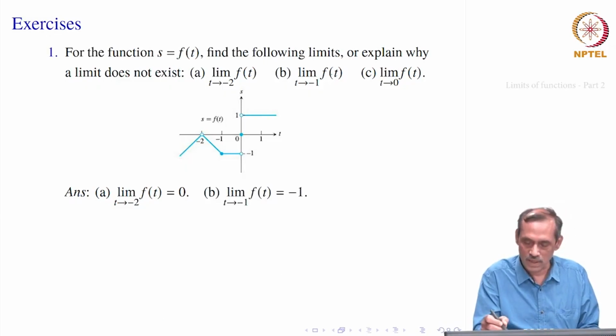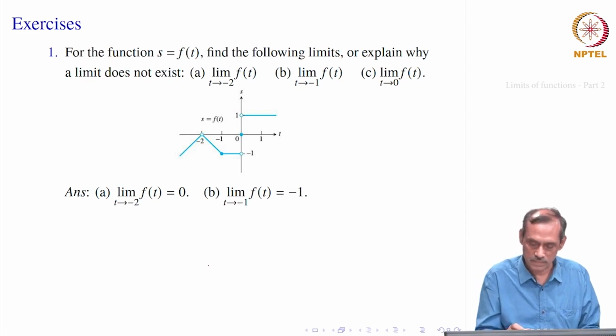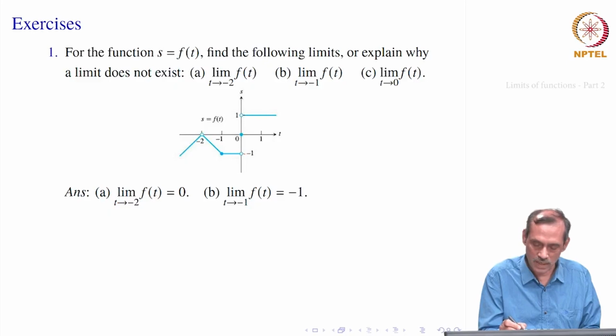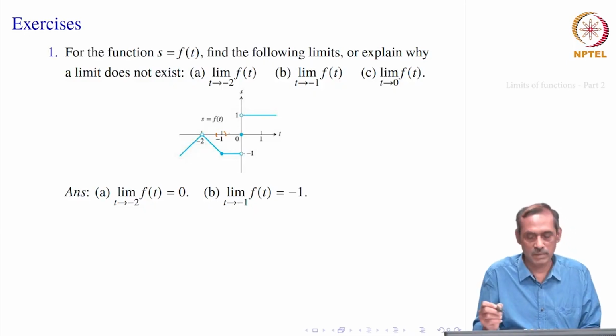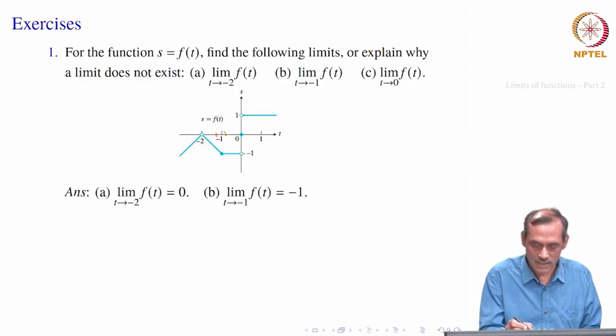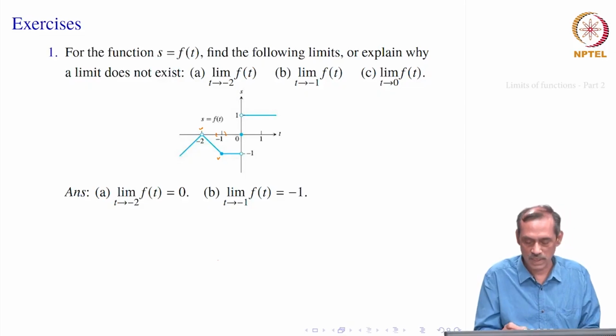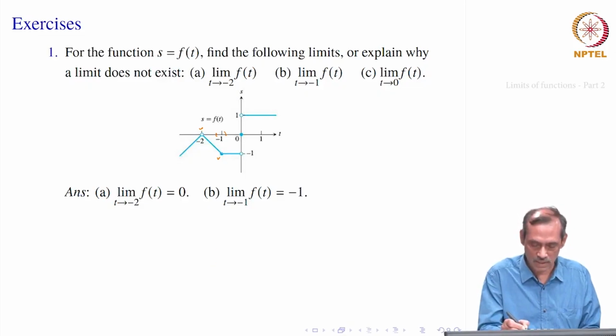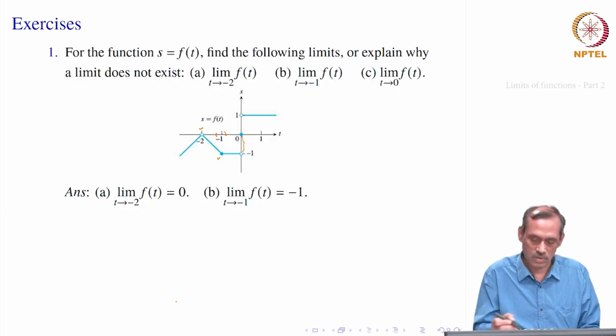Now, what about b? In b, we are asking about the same function, limit of f t as t goes to minus 1. So, t goes to minus 1, and we take it in a neighborhood, we can limit it conveniently. On the one side it is a straight line joining these 2 points, that is minus 2 and 0 here, and it is minus 1 on the left side. And when t is near minus 1, y remains near minus 1, and on the other side y equal to minus 1. So, the limit should be minus 1, and that is what we say in b.